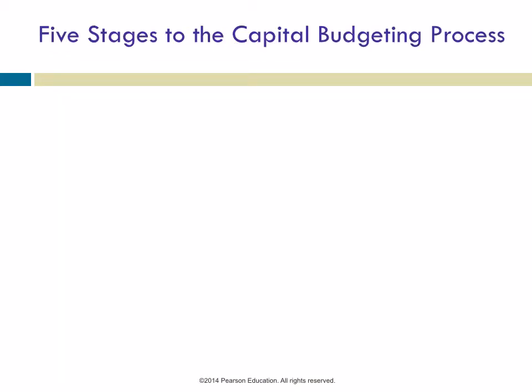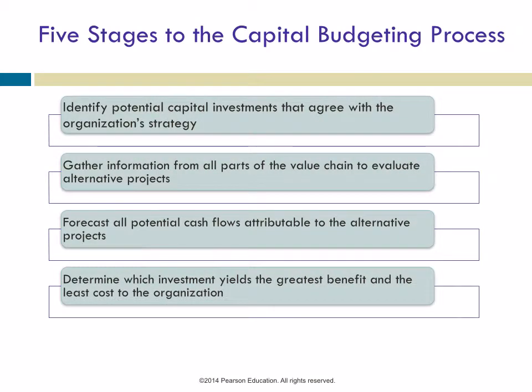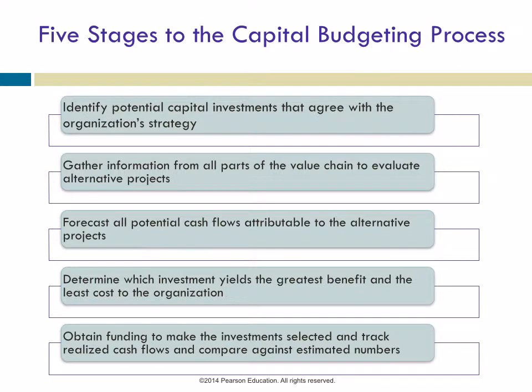So there are 5 stages to the capital budgeting process according to the book. These consist of these 5 areas. And you can basically sum these up by saying, look at the potential investments, look at whether or not it makes sense to invest in them, look at which investments make the most sense, and then go get the money needed to make those investments.